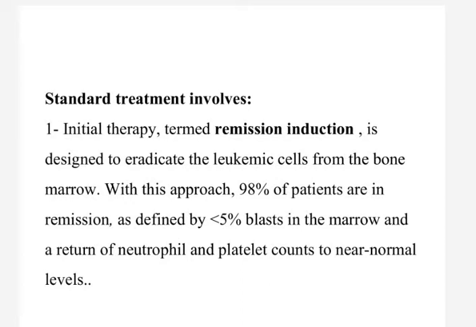Standard treatment involves initial therapy termed remission induction, meaning induction of remission. It is designed to eradicate the leukemic cells from the bone marrow. With this approach, 98% of patients are in remission, as defined by less than 5% blast cell in the marrow and a return of neutrophil and platelet count to near normal level.